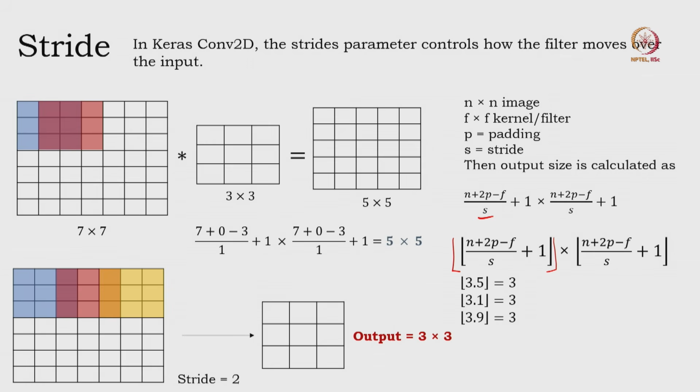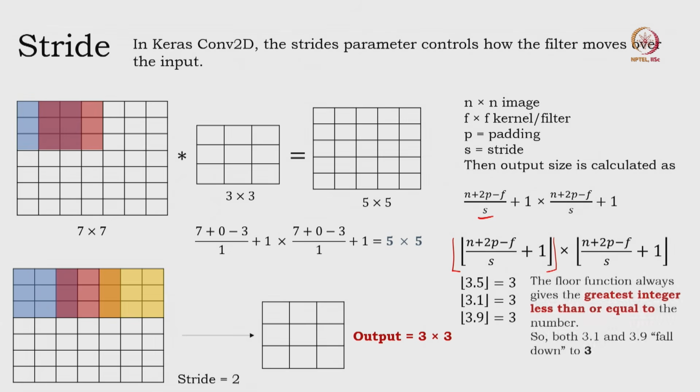Suppose you have a decimal value like 3.5, 3.1, or 3.9, the resultant value will be 3. This is the floor. It will always fall down to the greatest integer less than or equal to that number. This is what the stride is.